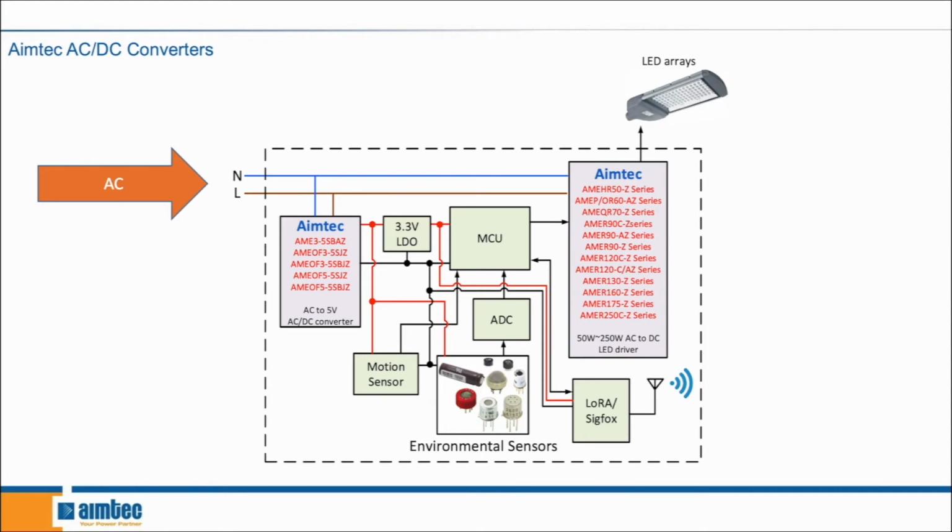On the other hand, on the right-hand side, we have another Aimtec box that contains LED drivers. And since they're AC-DC LED drivers, we don't need to use the DC input from an AC-DC converter to power the driver. We can directly use the AC current coming from the wall or coming from the grid, depending on what the application is. And this converts the AC to DC and then powers the LEDs.